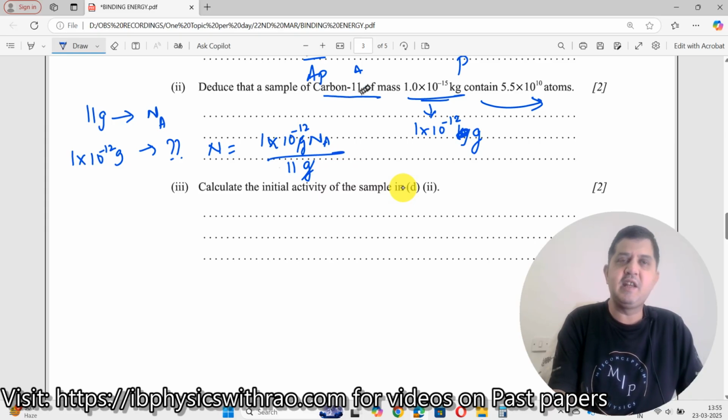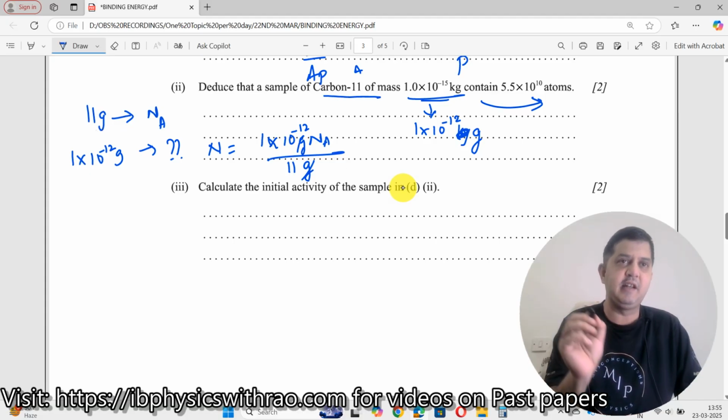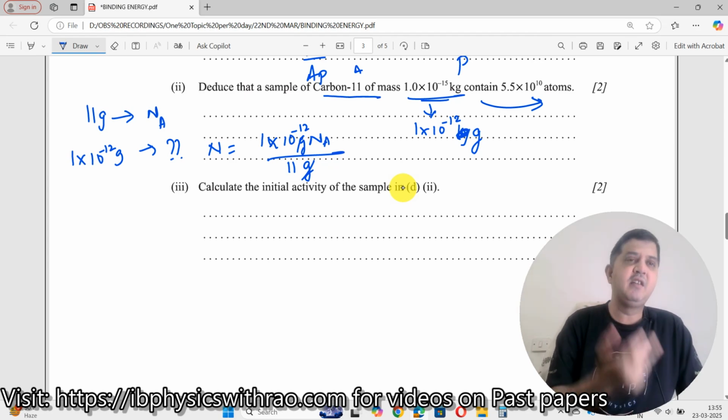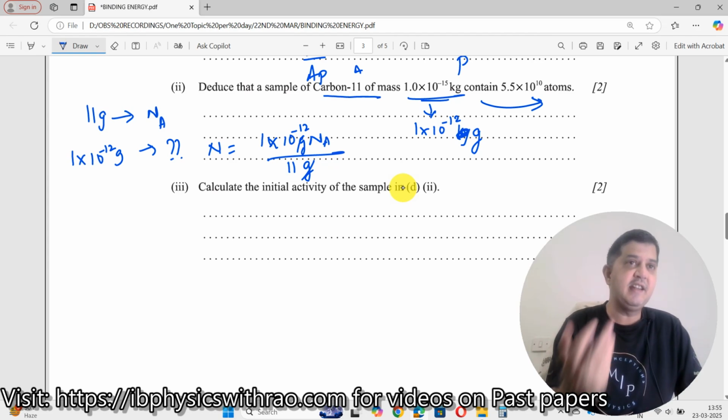Remember, whenever you are taking this, the standard form: mass number in grams is equal to Avogadro number. That's the logic behind it. This is the formula behind it. 11 grams of the carbon-11 contains Avogadro number of atoms. That's what we need to do.